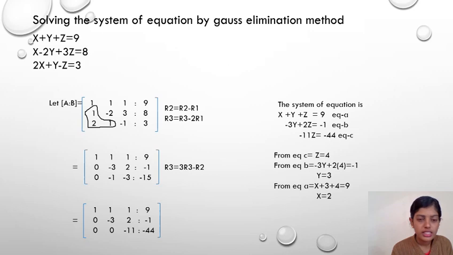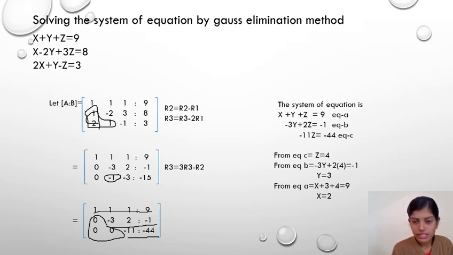To make these elements 0, we have to do R2 equals R2 minus R1 and R3 tends to R3 minus 2R1. By this, the value of this element becomes 0 and the remaining is this element. To make this element 0, we have to do R3 tends to 3R3 minus R2, then all three elements become 0. Then we have to find the x, y, z values. Further, the system of equations is x plus y plus z equals 9, minus 3y plus 2z equals minus 1, and minus 11z equals minus 44.